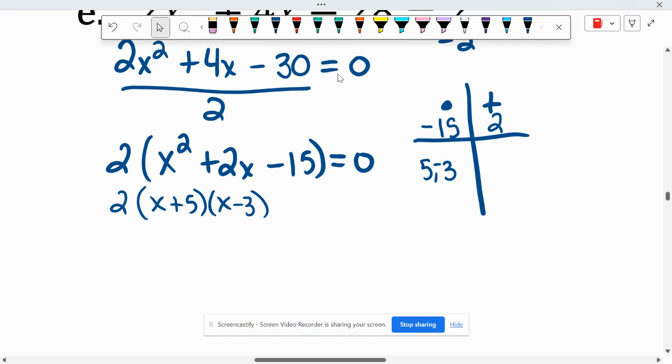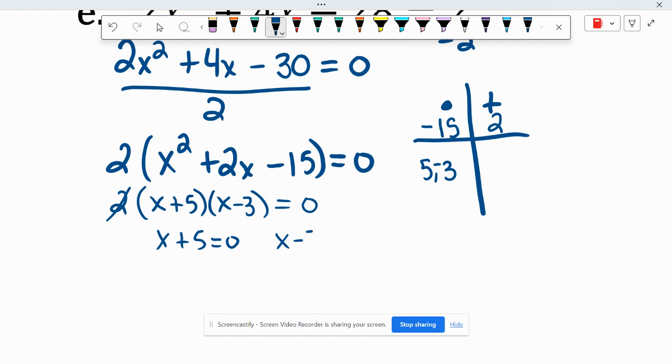So we don't say that 2 equals 0. Once that happens, you just drop that GCF. It's just gone. You either have x plus 5 equals 0, because you're just solving for x, or x minus 3 equals 0. So what's the values of x? Negative 5 and positive 3, yeah.